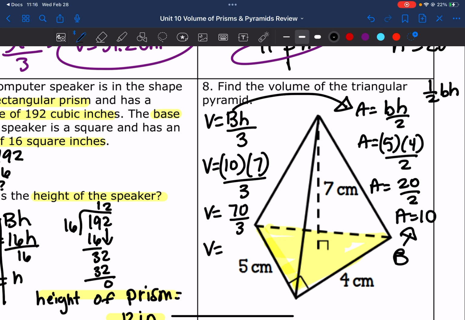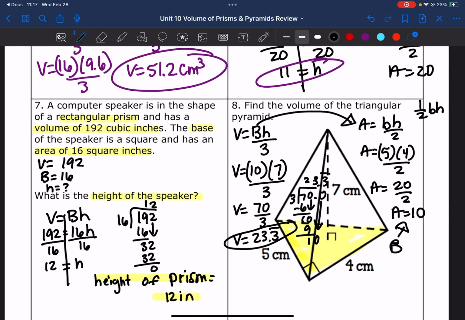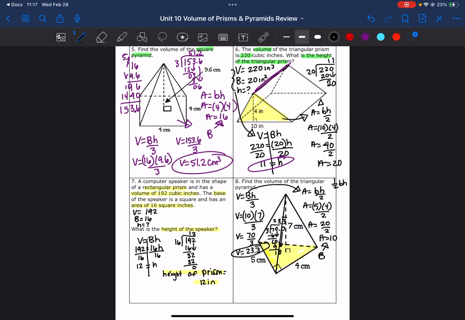Okay, so over here I'm going to do 70 divided by 3. 3 can go into 7 two times. That is 6. Subtract, that is 1. 3 can go into 10 three times. That is 9. Subtract, add a decimal and another 0, and it'll be 23.3 repeating. Okay. All right. Now that we have this answer, let's move on to the next page. Pause if you need to.